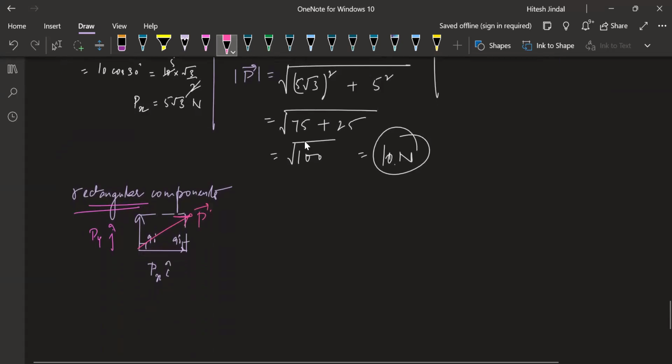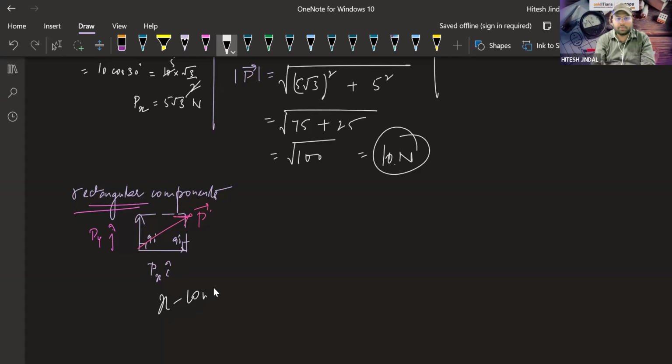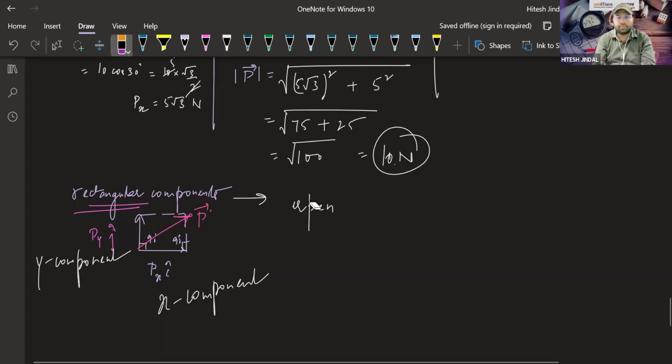Do we have to write this, rectangular components? No, you just have to understand it, right? Because of these components, this x component, this y component, they are perpendicular to each other. Rectangular components means perpendicular components, or we can say mutually perpendicular.